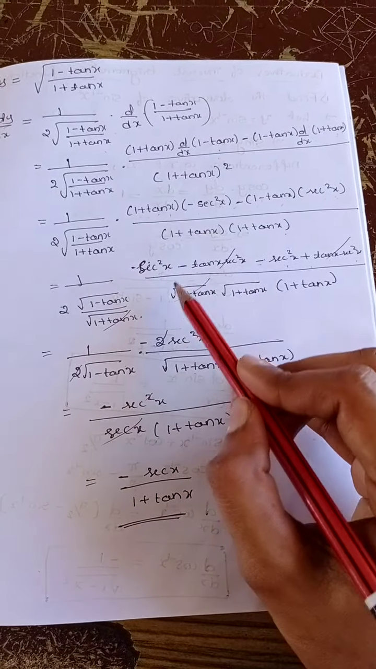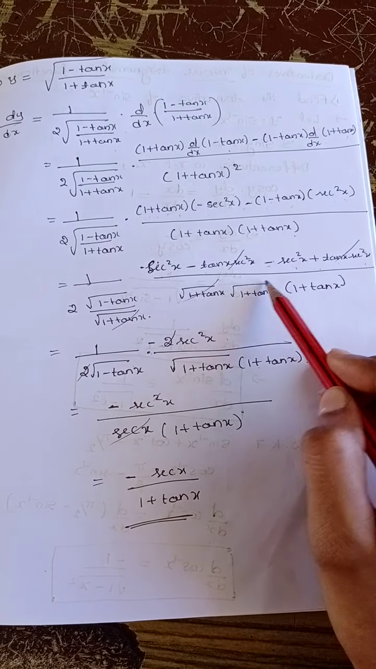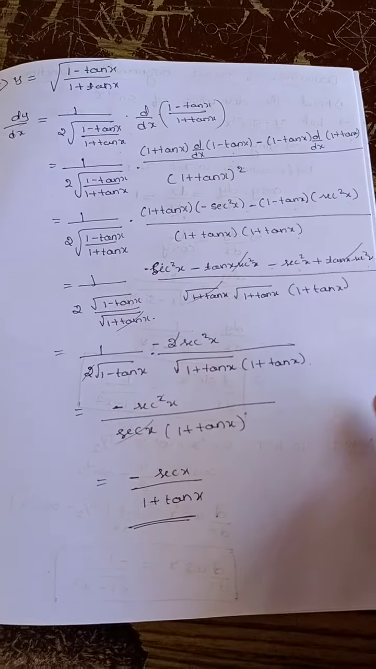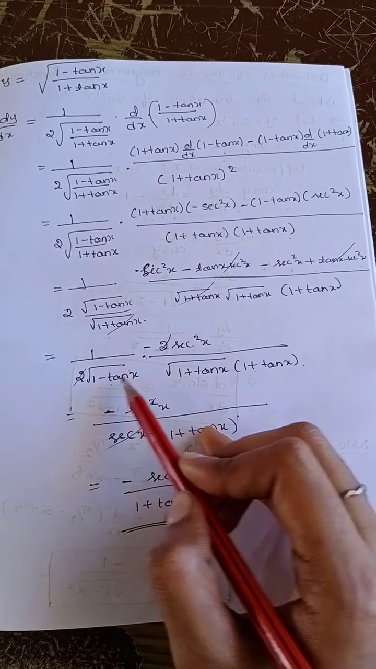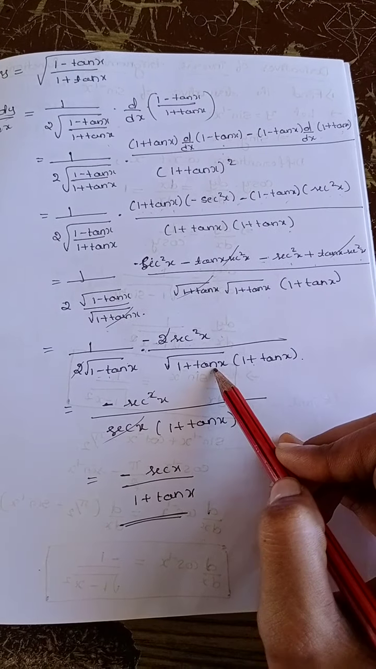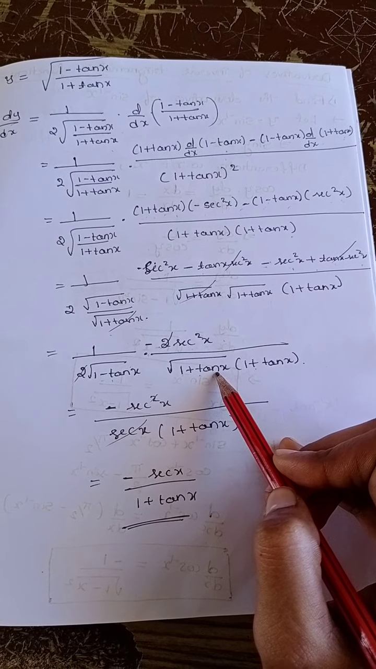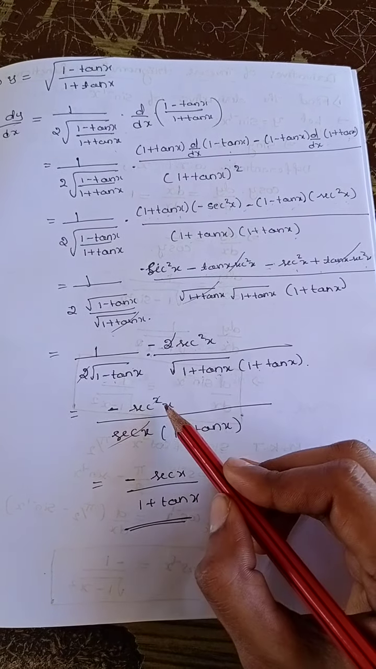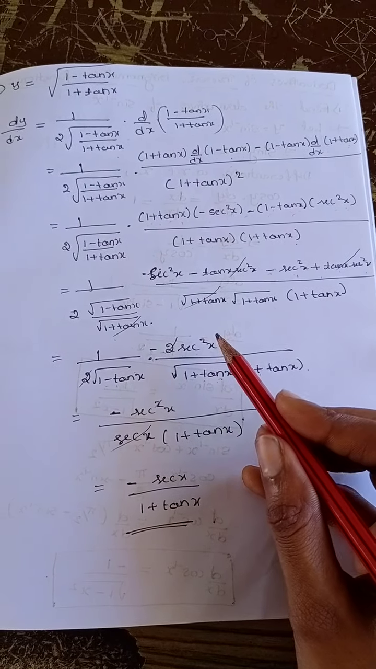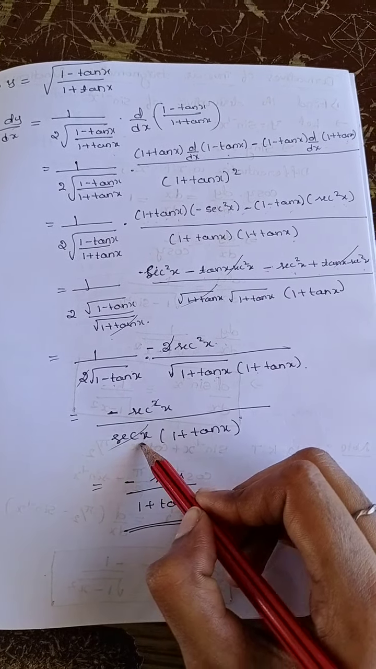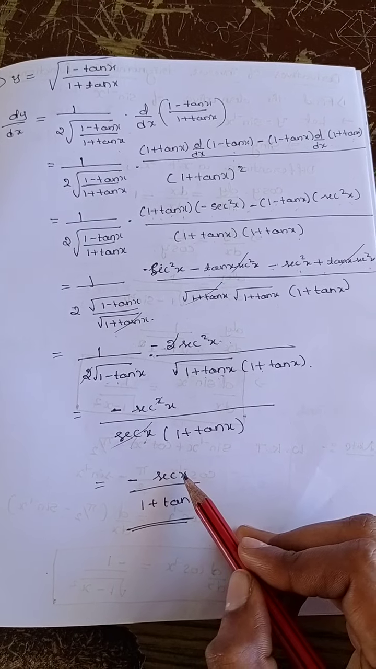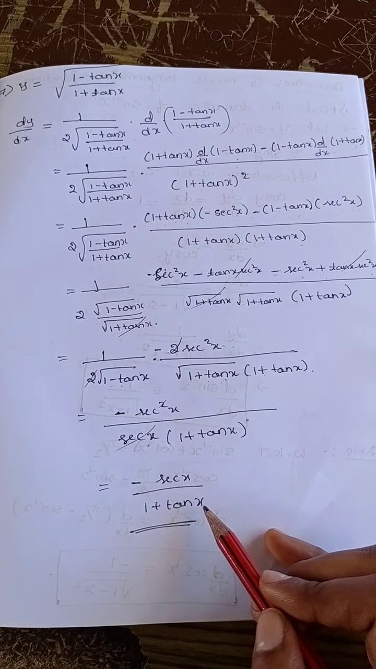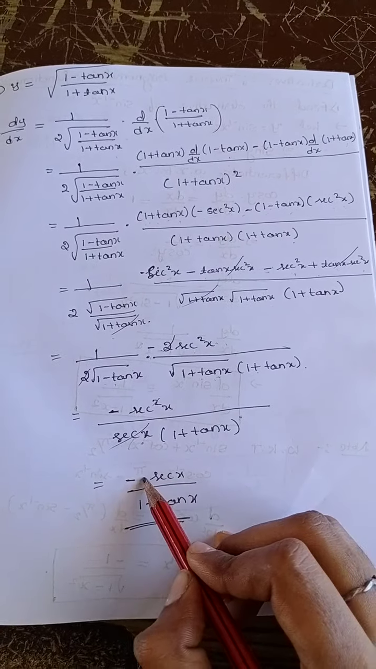Again split this term as the square root of 1 plus tan x into the square root of 1 plus tan x. Here the square root of 1 plus tan x and the square root of 1 plus tan x get cancelled. Again this is in the form of a minus b into a plus b, that is equal to the square root of 1 minus tan square x, that is equal to secant square x. Square and square root get cancelled, that is equal to secant x. Here 1 secant gets cancelled, that is equal to secant x divided by 1 plus tan x, minus sign as it is.